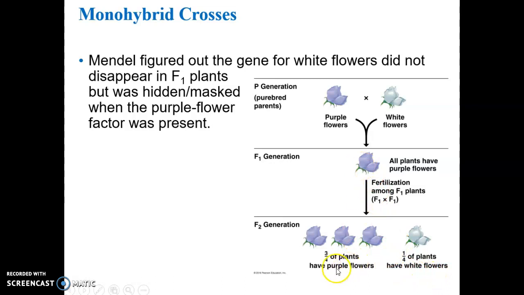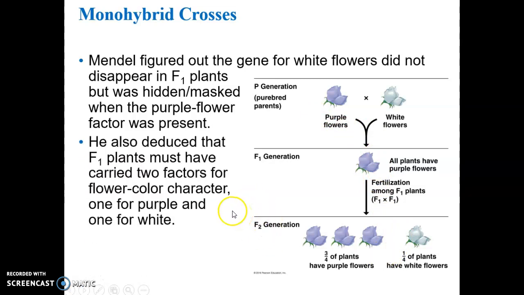And this was the situation for all of the characteristics he observed, whether it was pea color, pea shape, the position of the flower, the height of the flowering plant, etc. In the F2 generation, it was always this 75% to 25%, or in simpler terms, this 3-to-1 ratio. And Mendel was able to explain why and how this occurred.